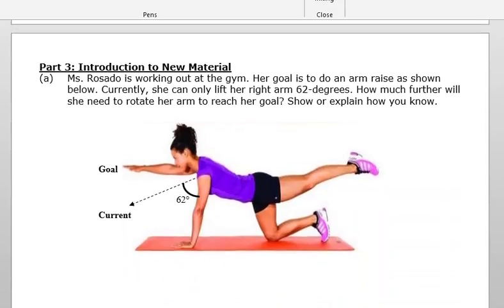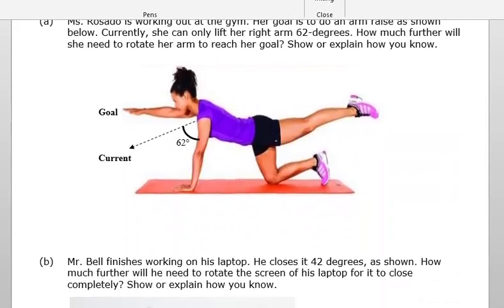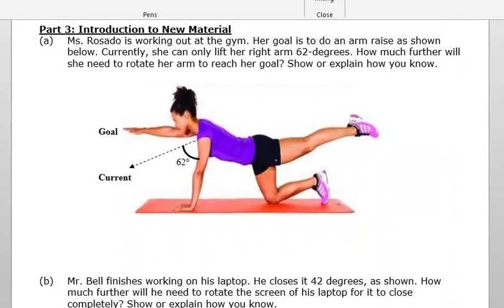Okay, we'll take a look at a new kind of angle. Miss Rosado is working out at the gym, and her goal is to do an arm raise as shown below. Currently, she can only lift her right arm 62 degrees. How much further will she need to rotate her arm to reach her goal? Show or explain how you know.